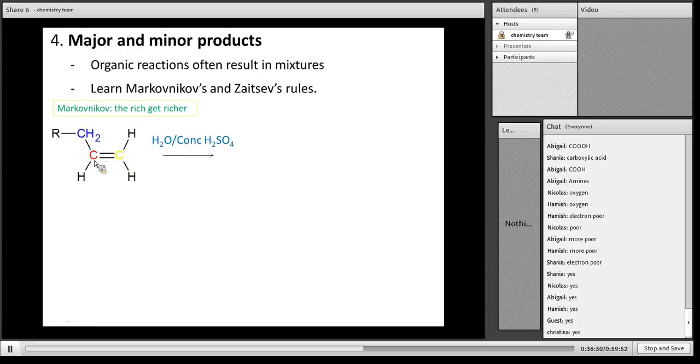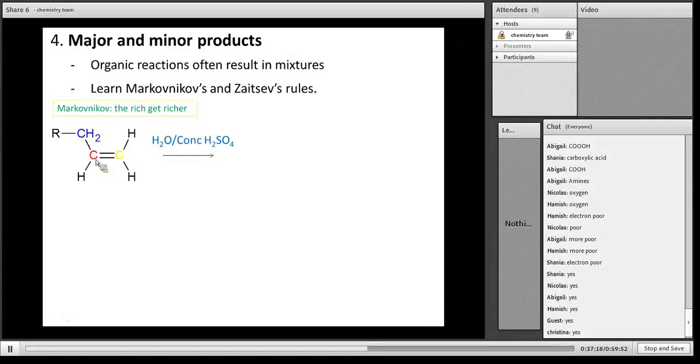only looking at those two because that's where the double bond is. So my hydrogen that comes in can only go to one of these carbons. Now I'm actually forming an alcohol by adding water, so H2O. So I'm adding an H and I'm adding an OH. So where is the hydrogen going to go? To the yellow carbon or to the red carbon?